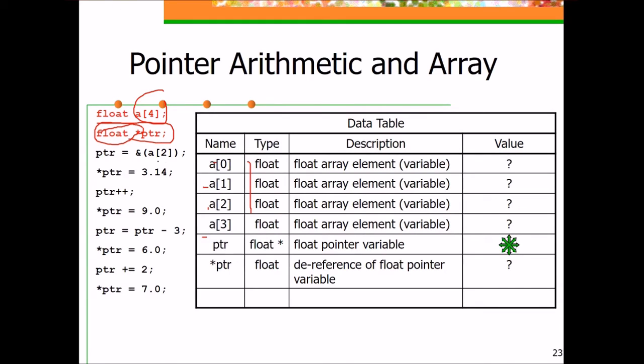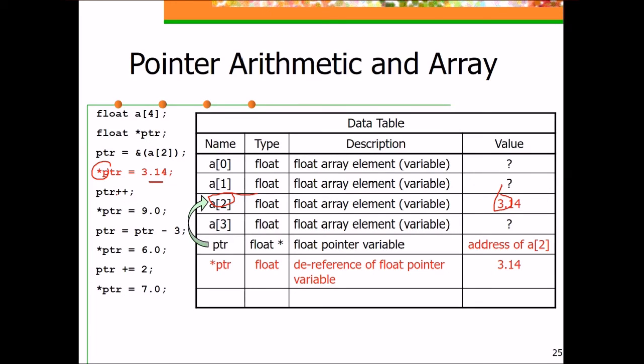Now what about ptr = &a[2]? Because a[2] is this, &a[2] is the address of a[2], the address of this array location, and this will be given to ptr. So this will be a float star type, a float pointer variable, and it contains the address of a[2]. Now what about *ptr = 3.14? This is dereferencing, so it is actually nothing but a[2] only. So a[2] will have a value of 3.14, which we have replaced.